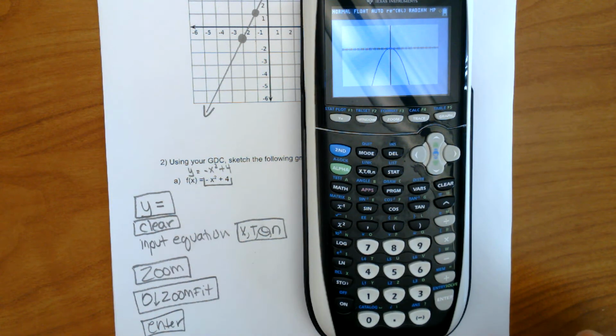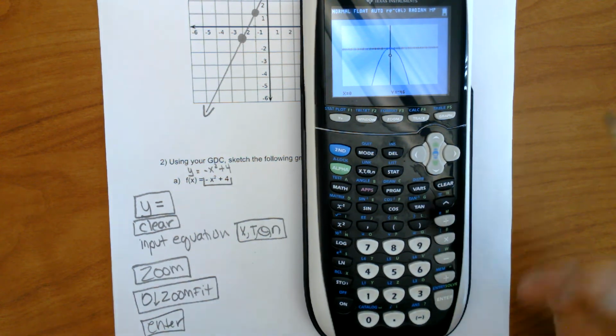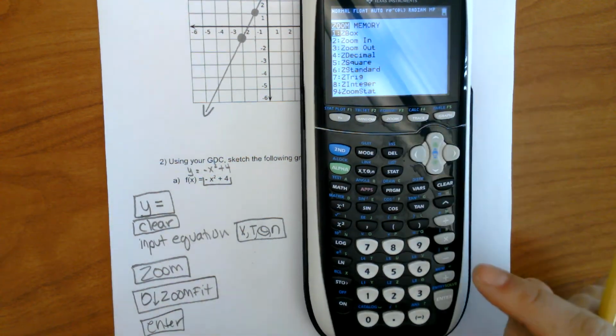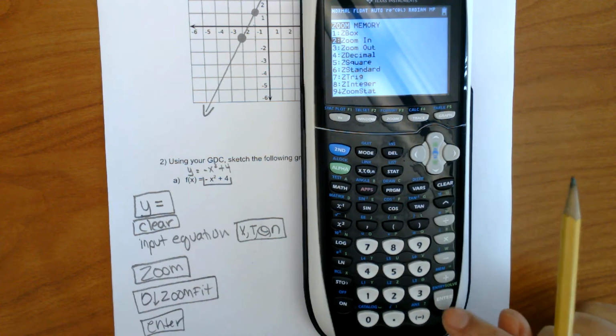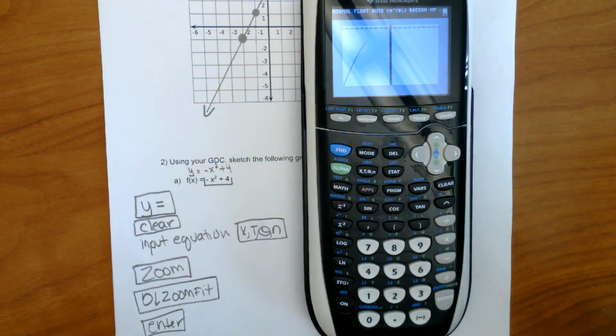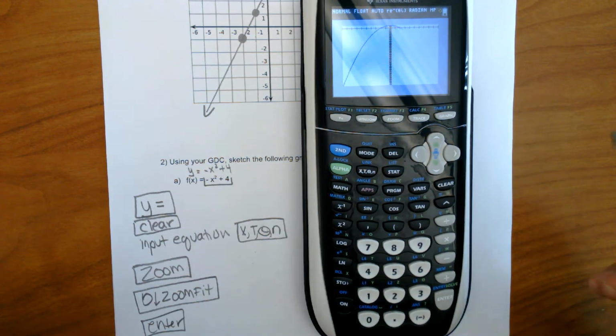And there we have it. Now, again, if it gives it to you like this, and you want to zoom in on it a little bit, we can press zoom. You go down to in, and you have to press enter twice. So when you zoom in or zoom out, you have to press enter twice.